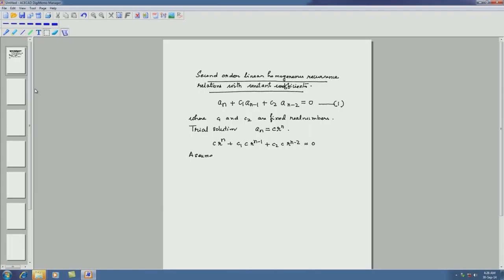And in the first step, we note that a reasonable assumption is c not equal to 0. So, assume that c not equal to 0 to obtain r^n plus c_1 times r^(n-1) plus c_2 times r^(n-2) equal to 0, and we name this equation 2.